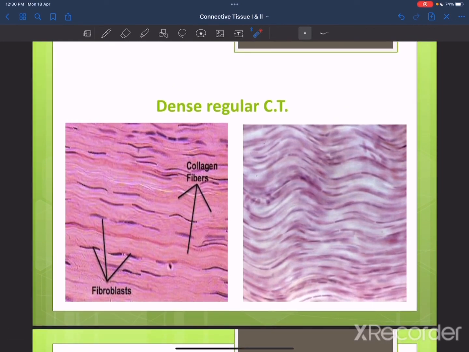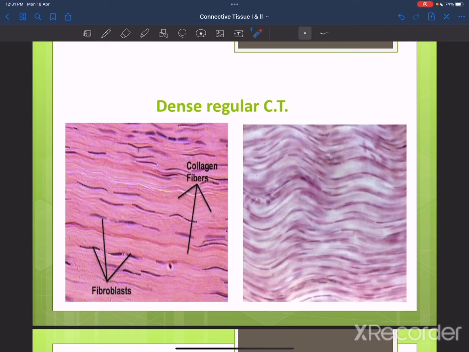One here, dense regular connective tissue. This slide here. Here you can see a group of collagen bundles running parallel to each other. Thick bundles of collagen. In between run the nuclei, flattened nuclei of the fibroblasts and fibrocytes.